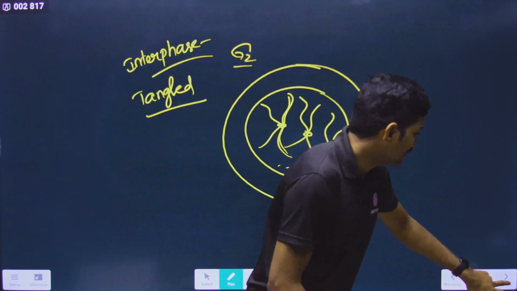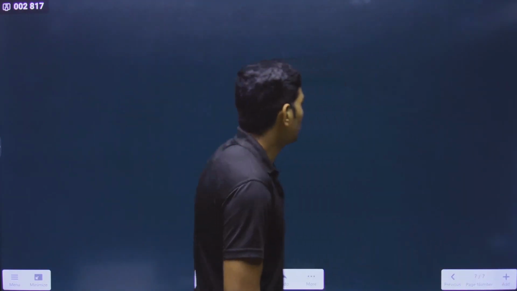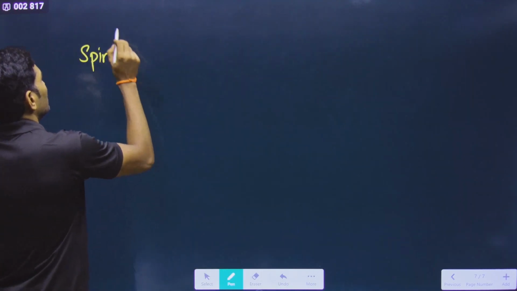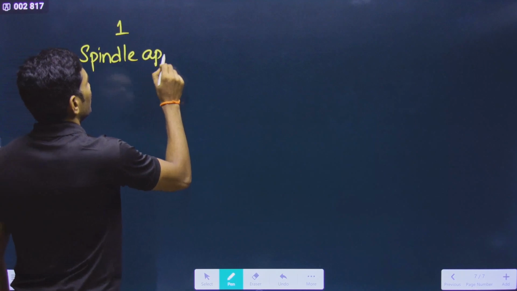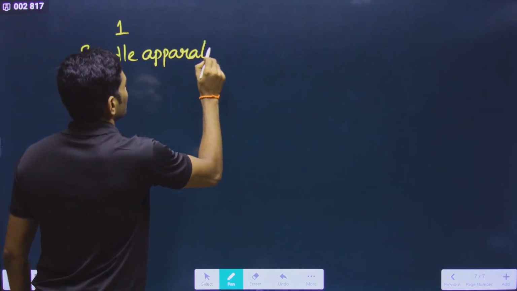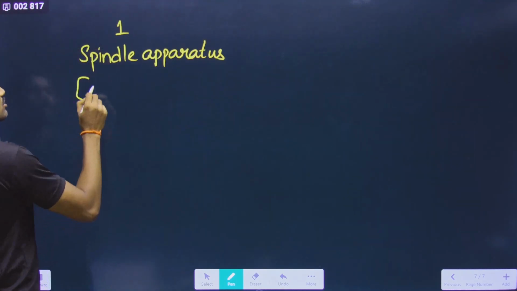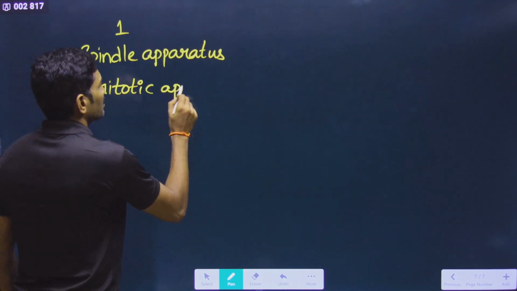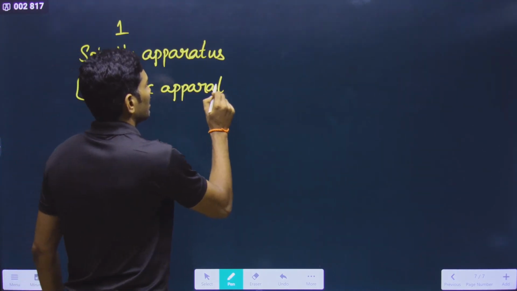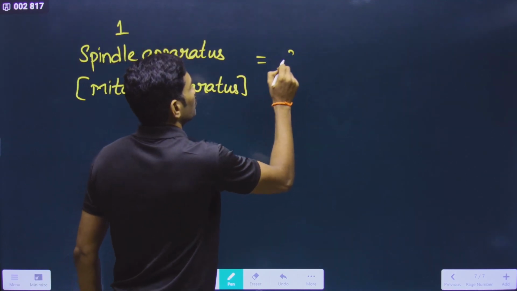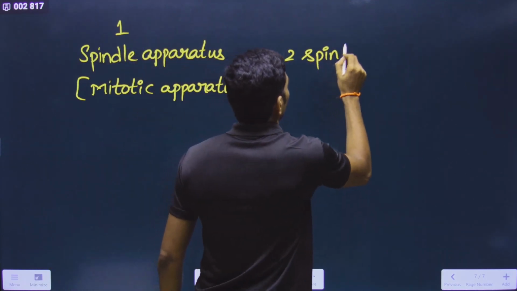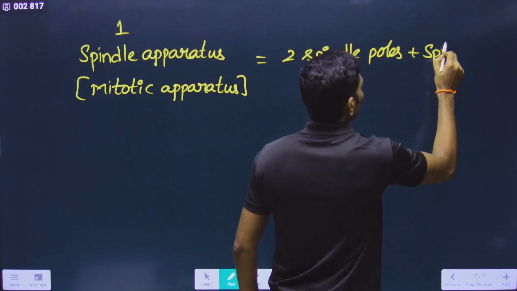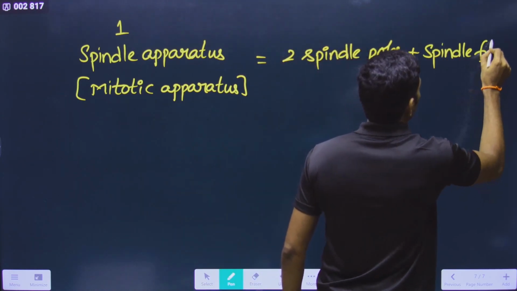Now, after completion of this, we are talking about the spindle apparatus. Already this calculation also we have studied. What is one spindle apparatus? One spindle apparatus is also called one mitotic apparatus. One mitotic apparatus is equal to two spindle poles plus spindle fibers.